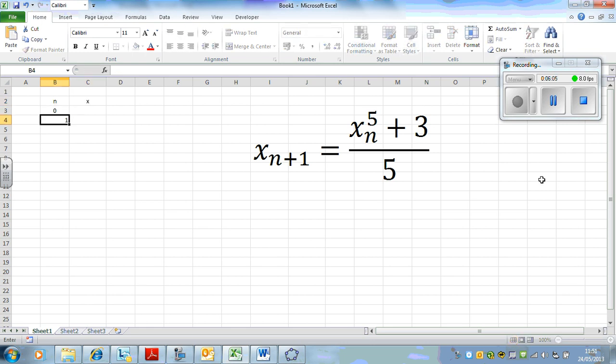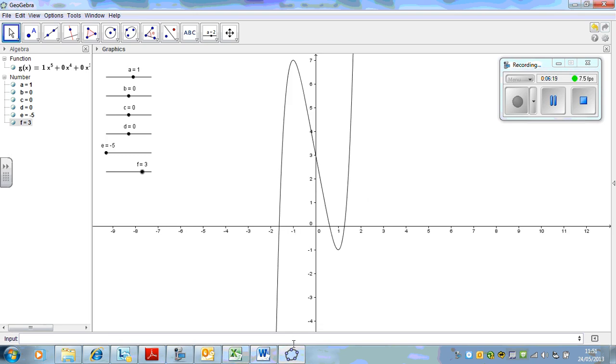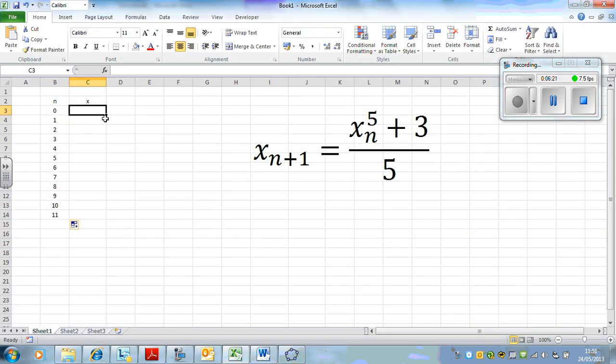So we start off with 0. So this is the number of times we do it. Because our root is close to -2 and -1, let's make the starting value equal to -1. So my first value is -1.